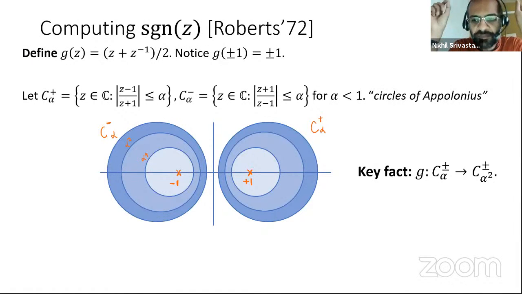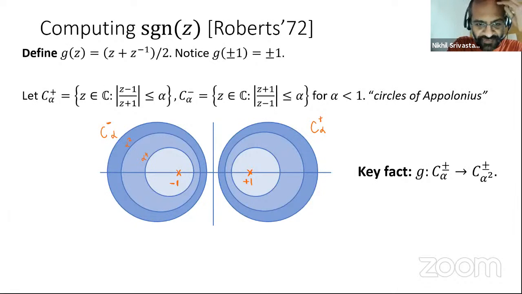I'm going to define a family of circles in the complex plane. Let alpha be a number strictly less than 1. I'm going to define C alpha plus to be the set of complex numbers whose distance to 1 divided by distance to -1 is at most alpha. As alpha approaches 1, this set approaches the entire right half plane. And as alpha gets smaller, this becomes a small circle around +1.